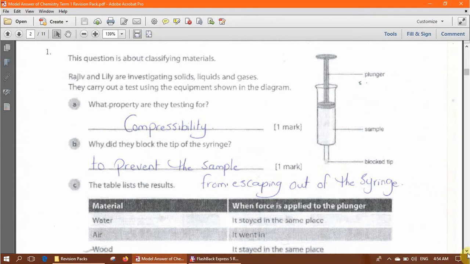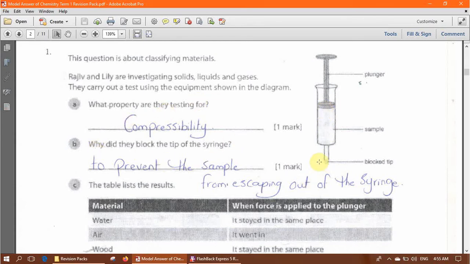Okay, so in this question, they are investigating solids, liquids, and gases. So what is the property here that they are investigating or testing for? This is compressibility, because they are going to push the plunger down and see if the substance can be compressed or not. So this property is compressibility.